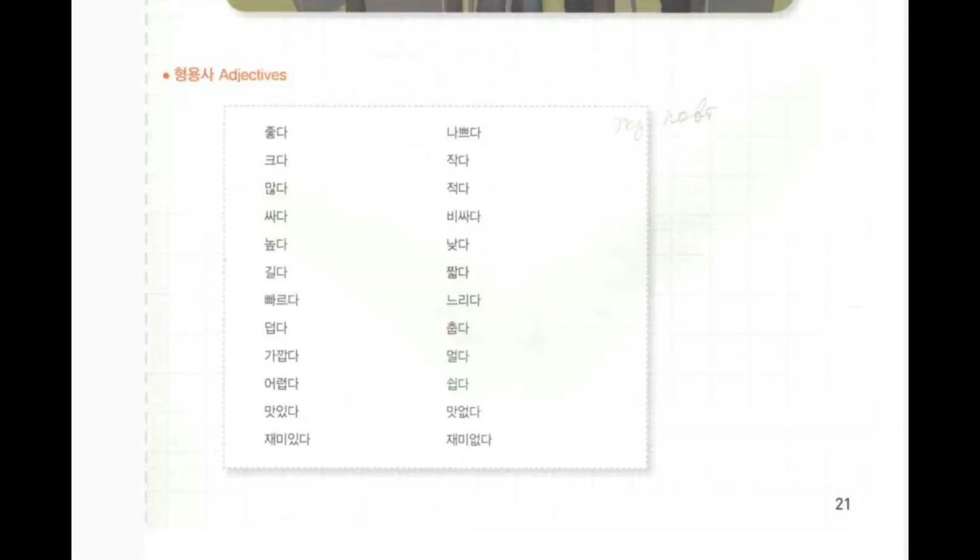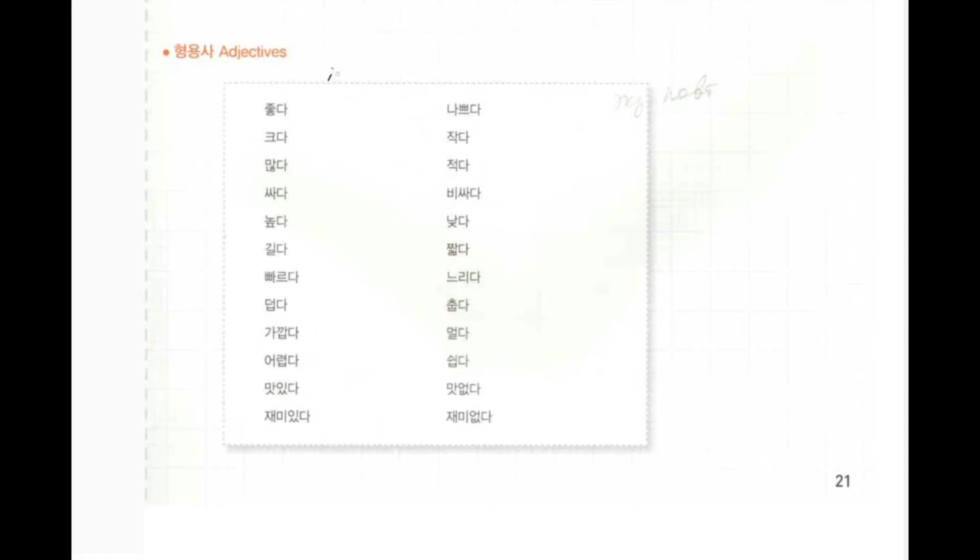Do you want to exercise more? There are adjective pairs. So 좋다, good. 나쁘다, bad. 크다, big. 작다, small. These are adjective pairs with opposite meanings. So shall we conjugate these all? 자, first of all, let's do informal polite ending and then formal polite ending as well.